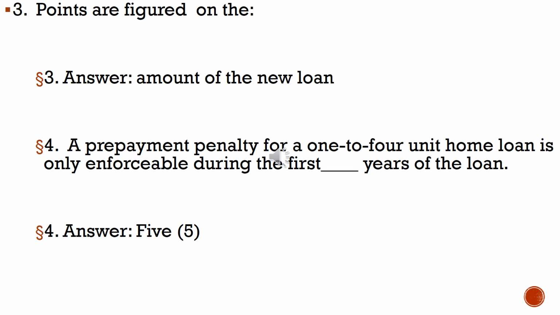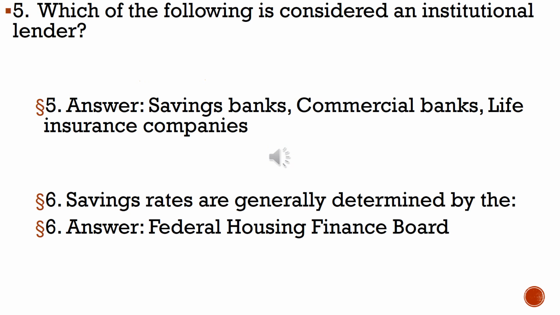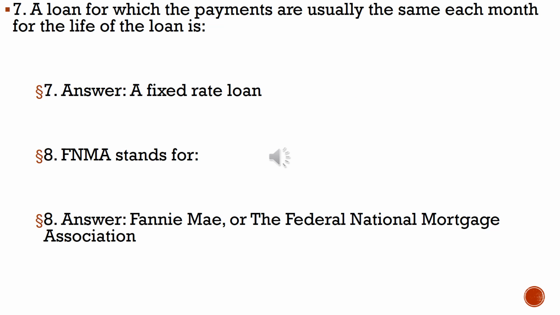Question number 4. A prepayment penalty for 1 to 4 unit home loans is only enforceable during the first blank years of the loan. Answer: 5. Question number 5. Which of the following is considered an institutional lender? Answer: savings banks, commercial banks, life insurance companies. Question number 6. Savings rates are generally determined by the, answer: Federal Housing Finance Board. Question number 7. A loan for which the payments are usually the same each month for the life of the loan is, answer: a fixed rate loan.